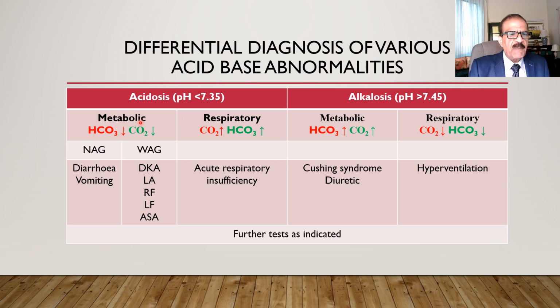So in metabolic acidosis, you have low bicarb and low carbon dioxide also. In respiratory acidosis, you have increased carbon dioxide and increased bicarb also. In metabolic alkalosis, you will have increased bicarb and increased carbon dioxide. And in respiratory alkalosis, you have reduced carbon dioxide and reduced bicarb.